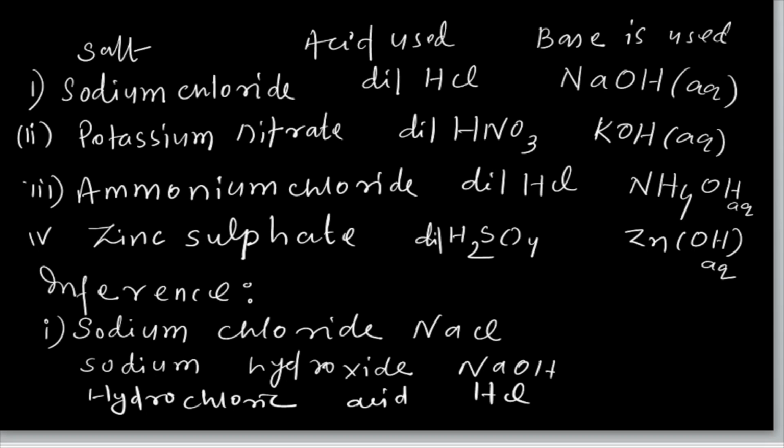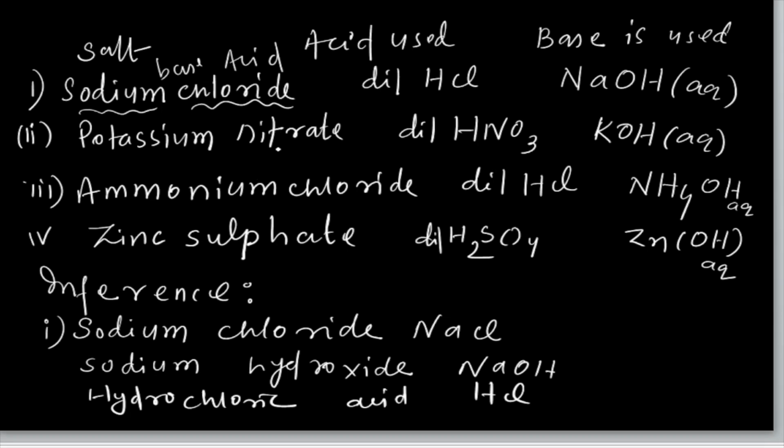See here, sodium chloride. Chloride means the right part comes from the acid, and the left part comes from the base. So if you take dilute hydrochloric acid as the acid and sodium hydroxide as the base, the product is sodium chloride, NaCl.